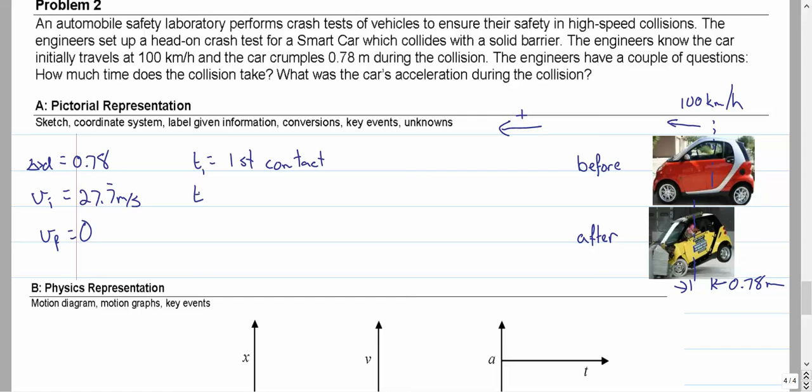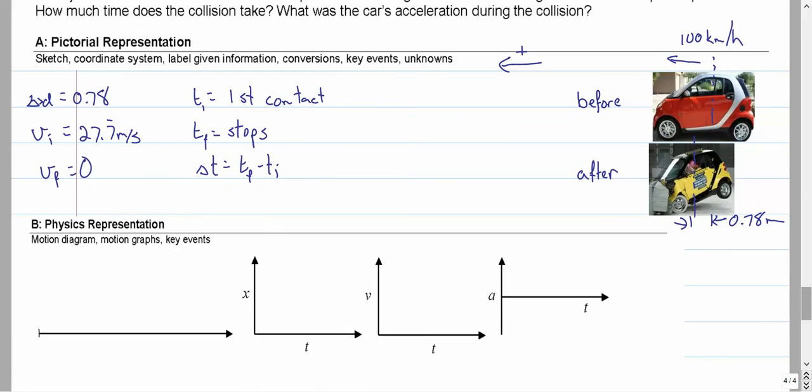My final time is going to be when it stops. And that sets up my delta t, how much time it takes. The delta t is the tf minus ti. But I'm not going to worry about what time it happened, whether it was 3 o'clock or 2:30 in the afternoon. I don't know, and I don't care. All I know is the delta t is what I'm going to be looking at.